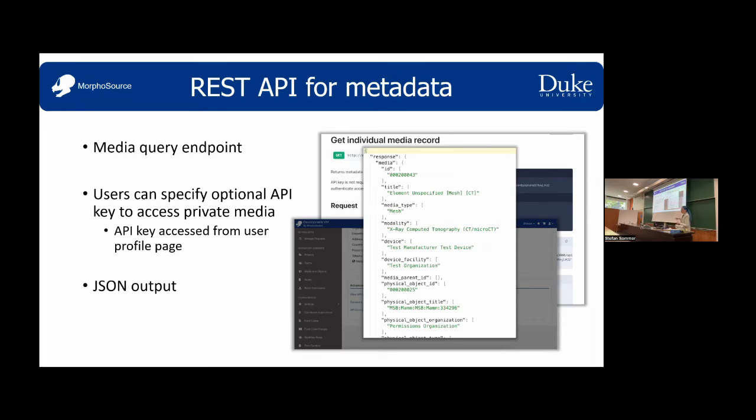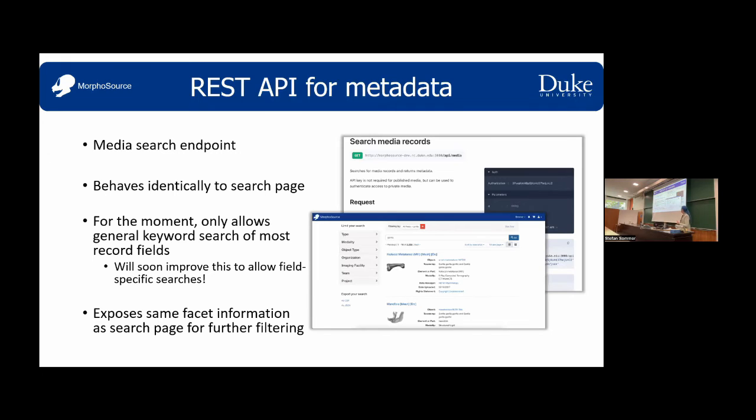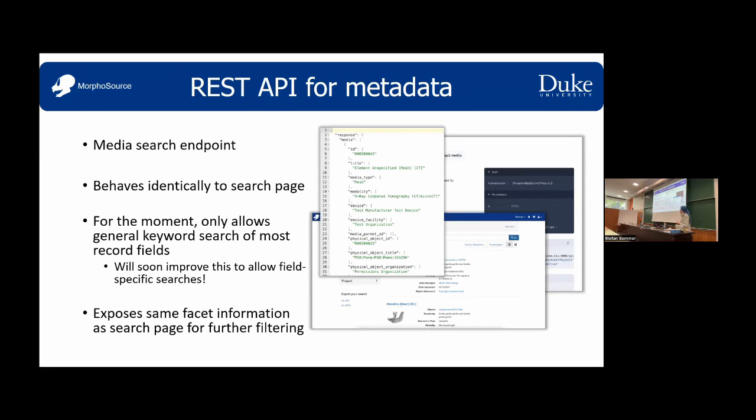And this is what you get: basically an individual media record with the media type metadata, the modality metadata, that sort of thing. Similarly, this is the same thing, but instead of querying a single record, this is how you query multiple records. It behaves largely identically to that search page. You can again provide the API key, and it looks a lot like the one I just showed you. The difference is that it's showing you multiple of these.